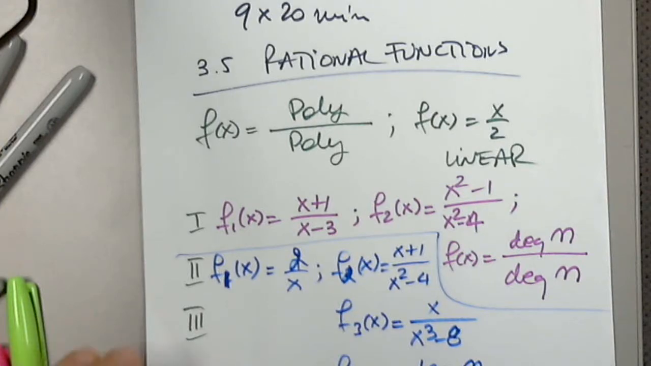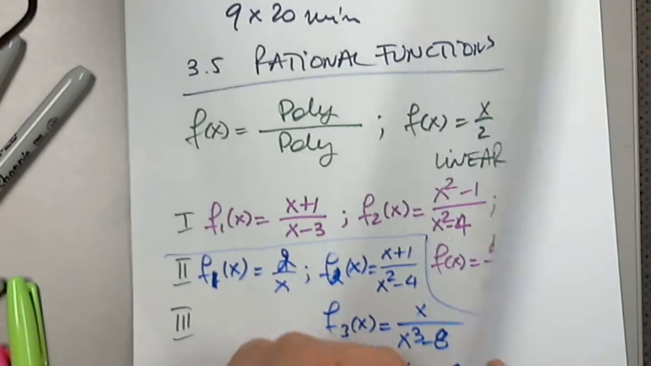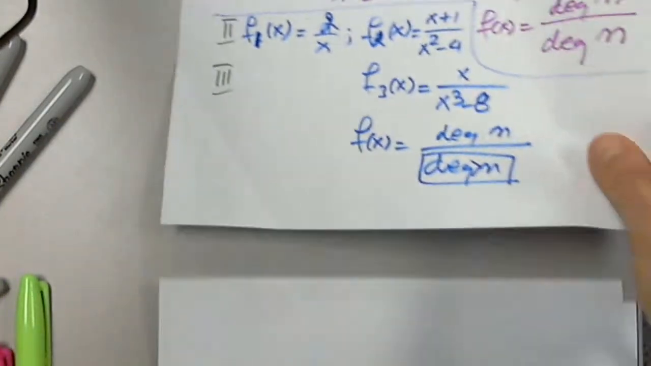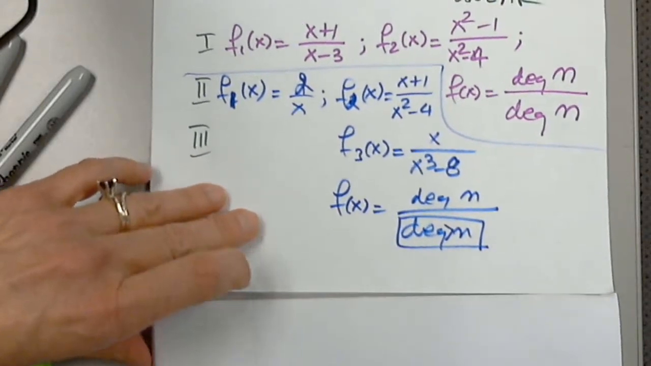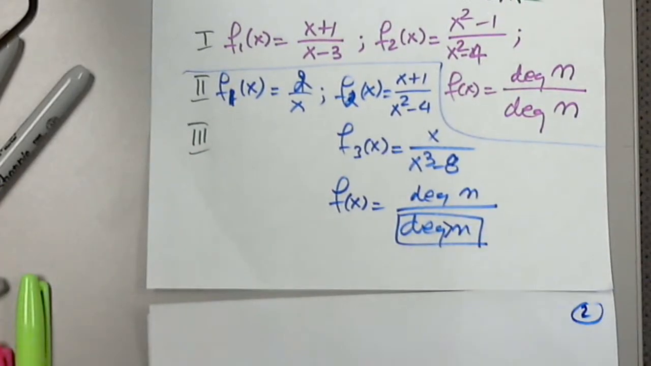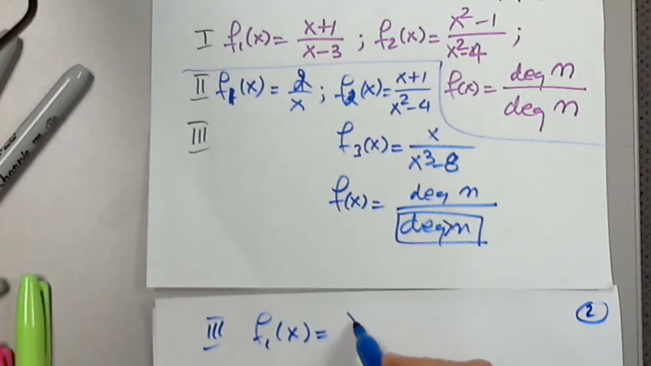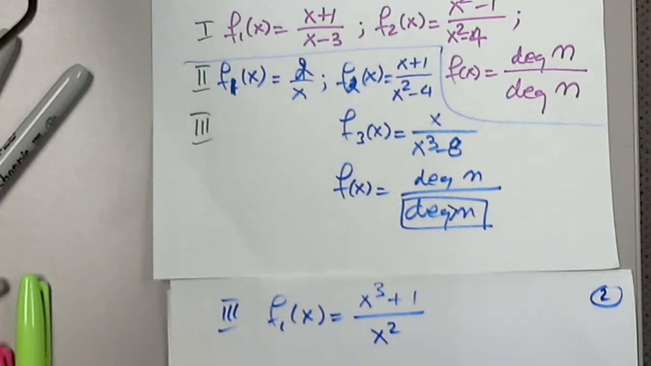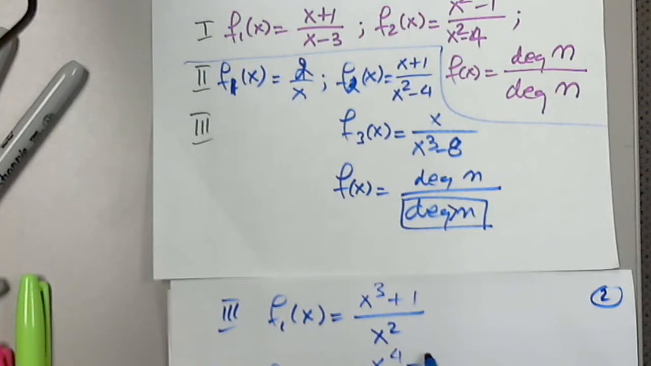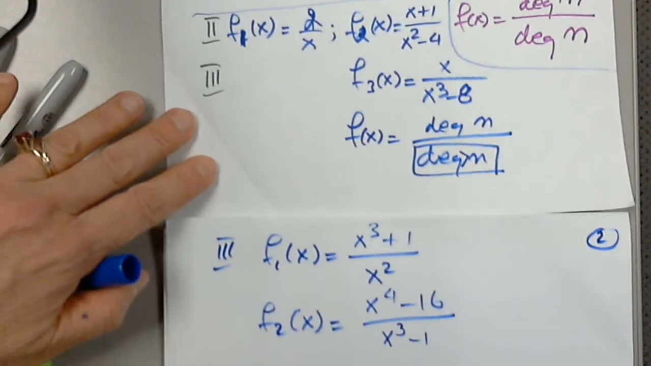Okay, very good. Type 3. Awesome. Thank you. Well done. So now let's look at type 3. F1, x cubed plus 1 over x squared. Another example, x to the 4th minus 16 divided by x cubed minus 1.